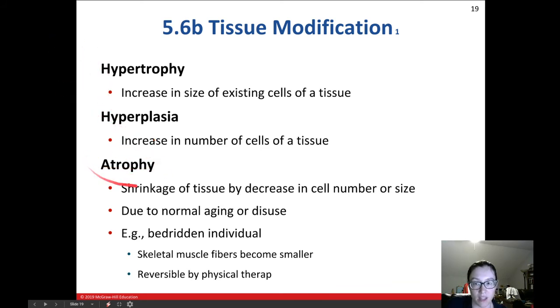Atrophy is kind of the opposite. It's the shrinkage of a tissue by the decrease in either the cell number or the cell size. And this is either due to normal aging or it can be due to disuse. So think about if you have broken an arm or something, or you're bedridden and you can't use your muscles, the skeletal muscle fibers become smaller, right? If you don't use it, you lose it. So that's sort of atrophy. And this is usually reversible with physical therapy. So you can gain it back. You just have to work for it.